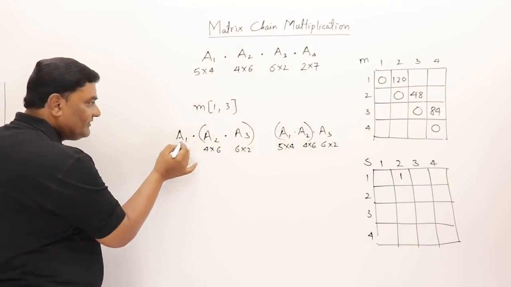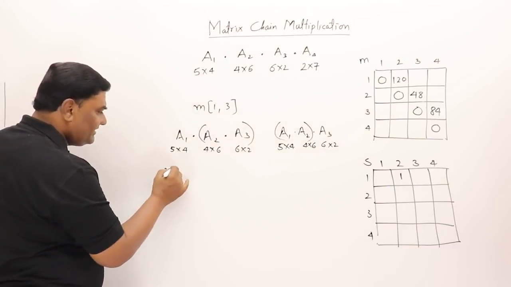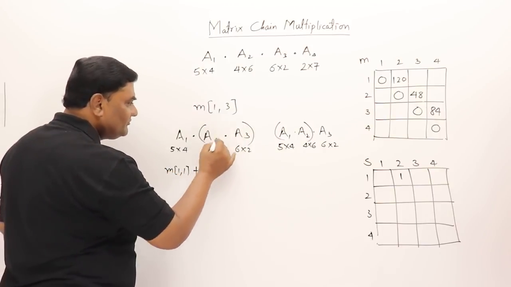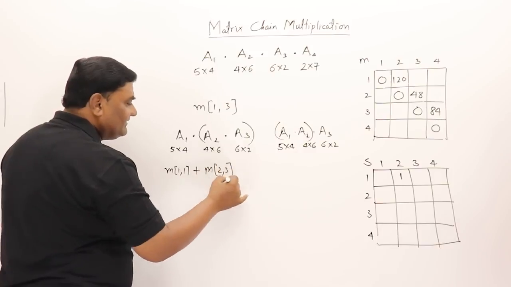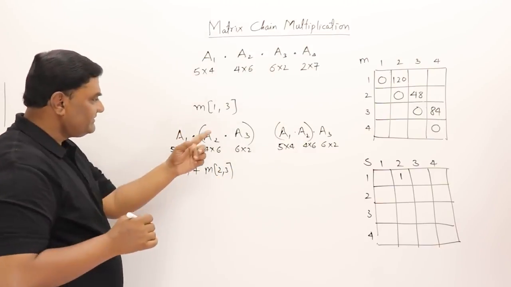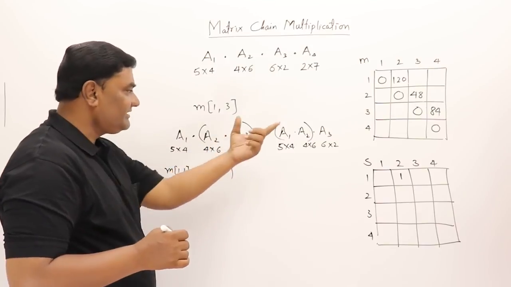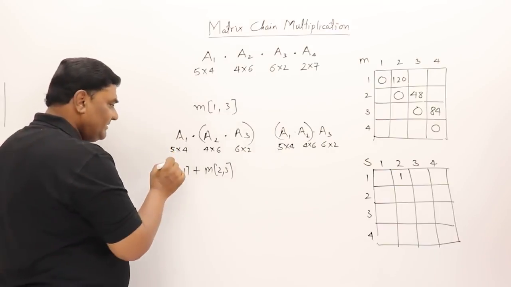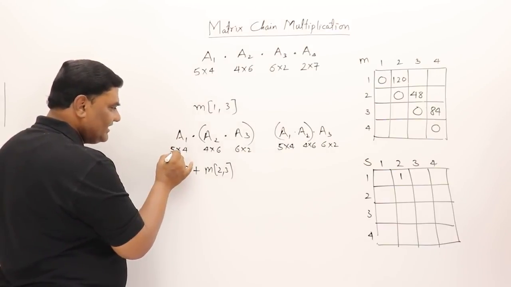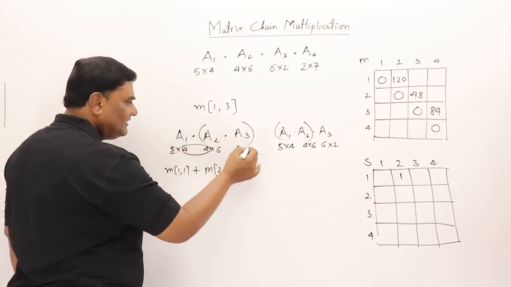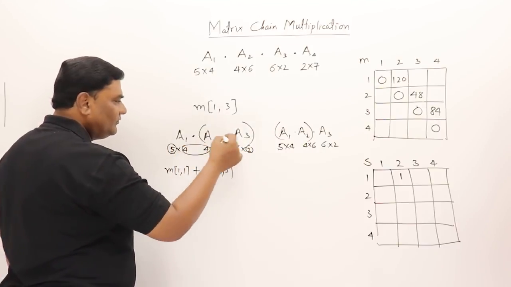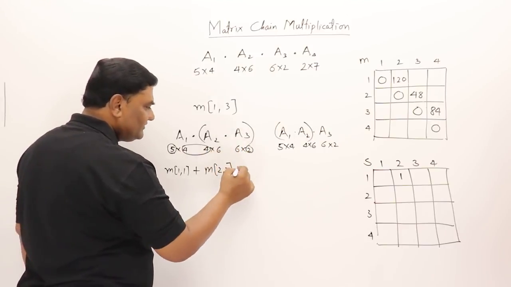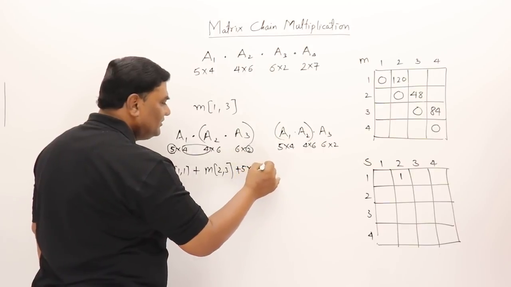Now what is the cost of A1? This is nothing but M of 1 comma 1. Plus, what is the cost of this? M of 2 to 3. Then what is the cost of this multiplication? See, this is already done. We know the cost, right? 2 comma 3 I have written. I want to know only this multiplication, just one multiplication. So this depends on the dimensions. So what are the dimensions? 5, 4, 2. So the result of this will be 4 cross 2. So this will be 5 into 4 into 2.